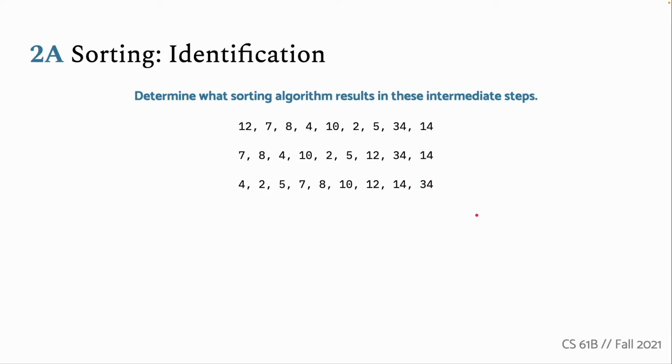Okay, now let's get on to something more interesting. So we're going to do some identification problems. So the goal here is to identify what sorting algorithm these steps display. And these are going to be some intermediate steps, so they're not going to necessarily be like the beginning and the end. There'll be some steps that are somewhere in the middle. I'll give you a chance to try it out.